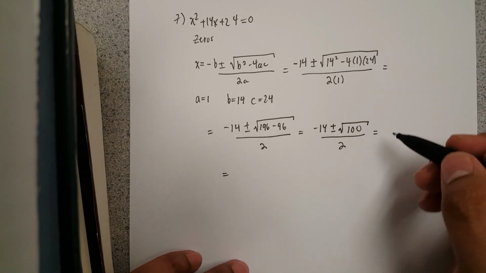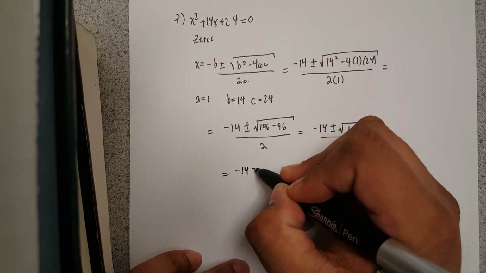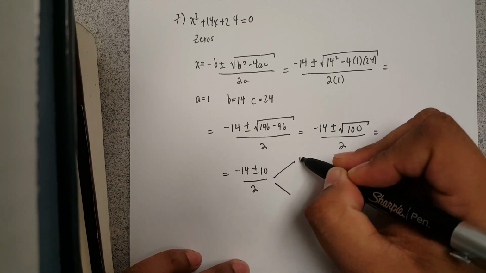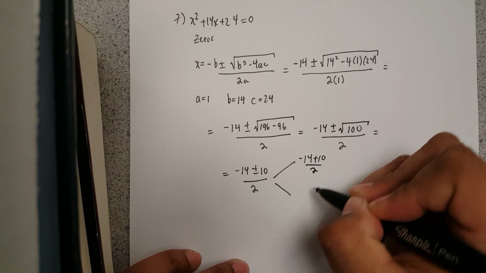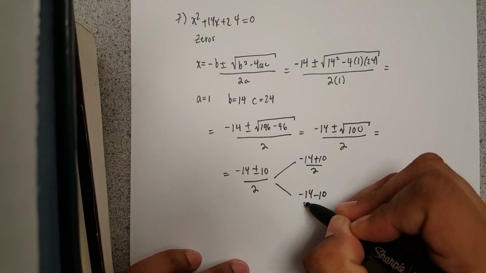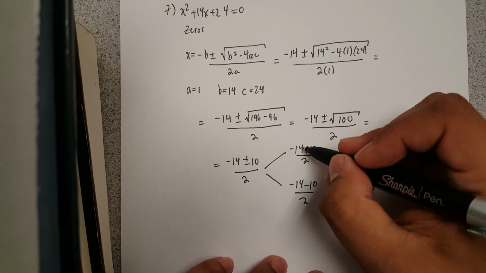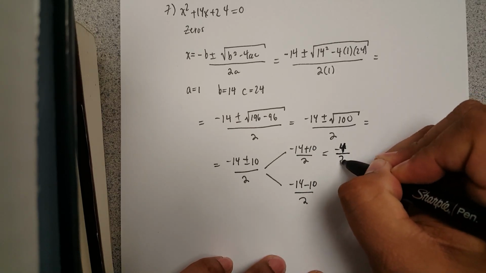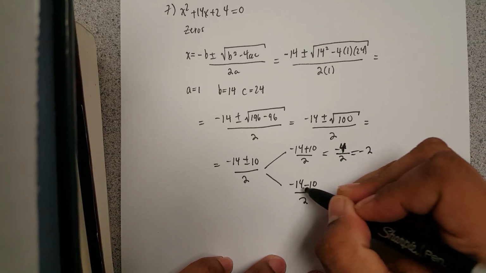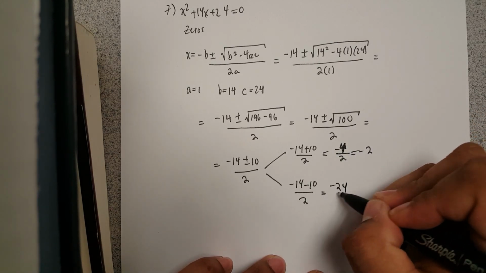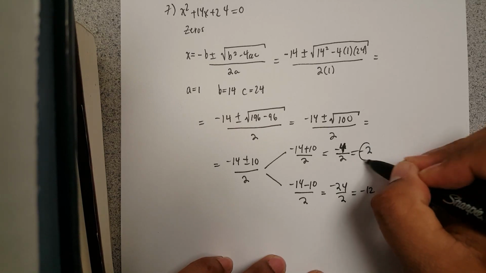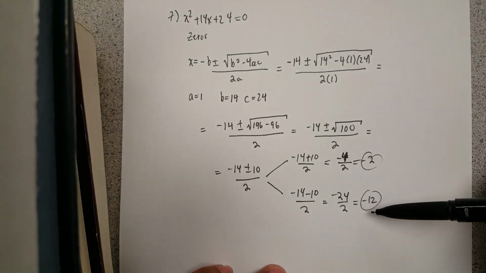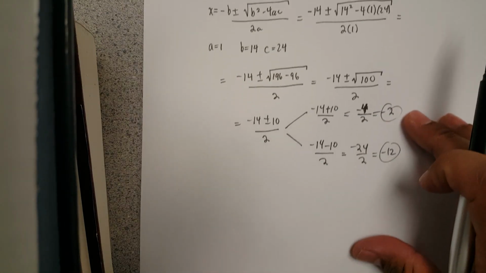So the square root of 100 is 10, so plus or minus 10 over 2, and then this has 2 answers, okay? So it's going to be negative 14 plus 10 over 2, and negative 14 minus 10 over 2. So here it's going to be negative 4 over 2, which is negative 2, and negative 14 minus 10 is negative 24, divided by 2 is negative 12. So these are your 2 answers. This is where it would cross the x-axis. Had we graphed this original function, it would cross the x-axis here and there. Okay, negative 2 and negative 12.